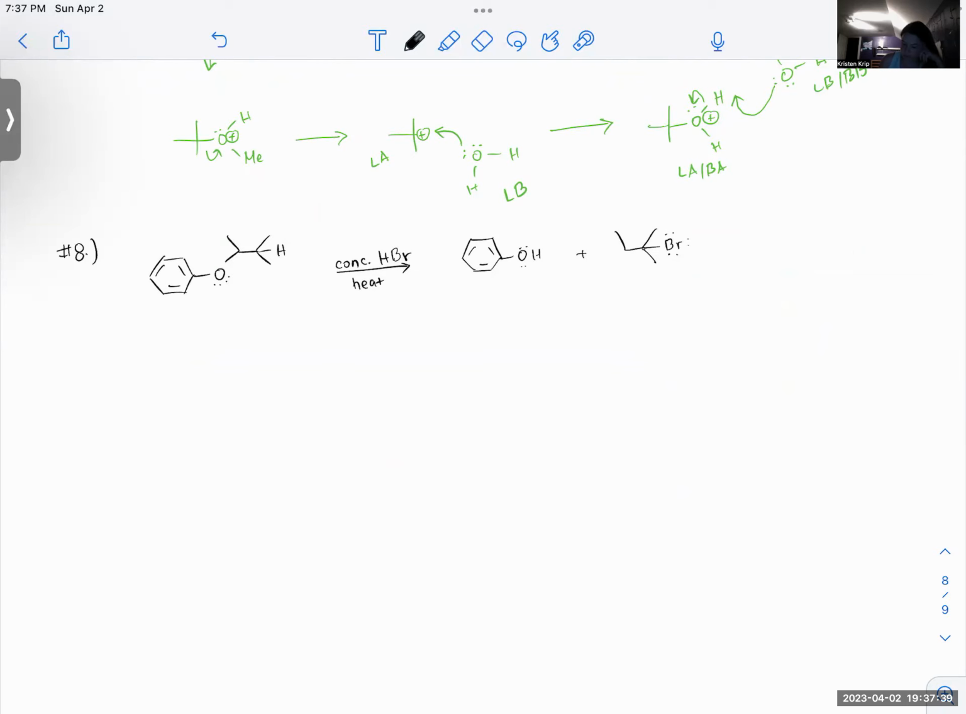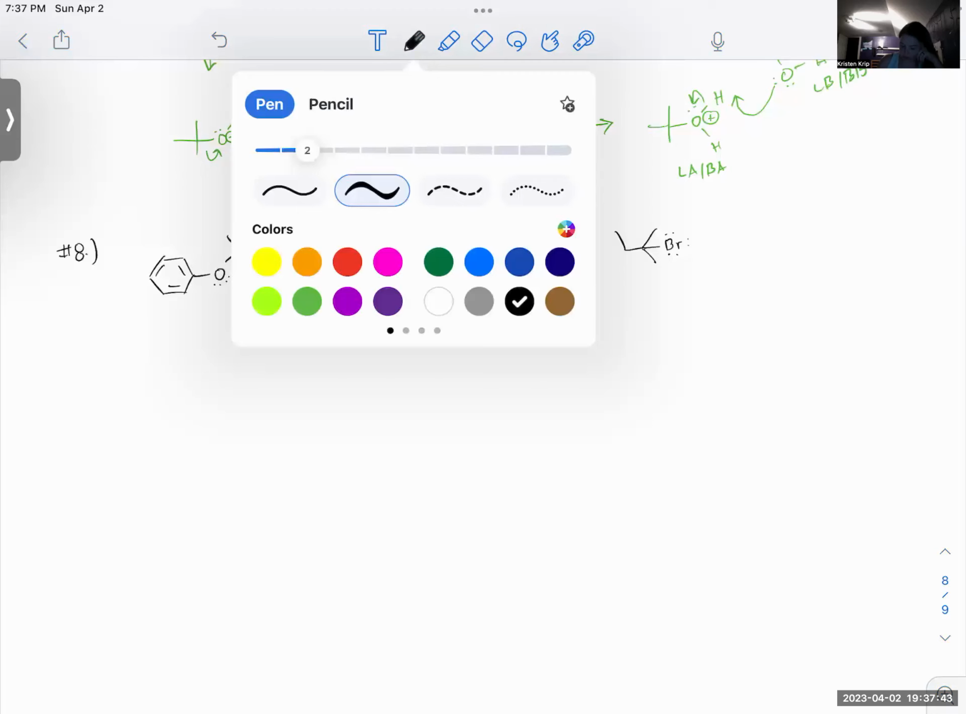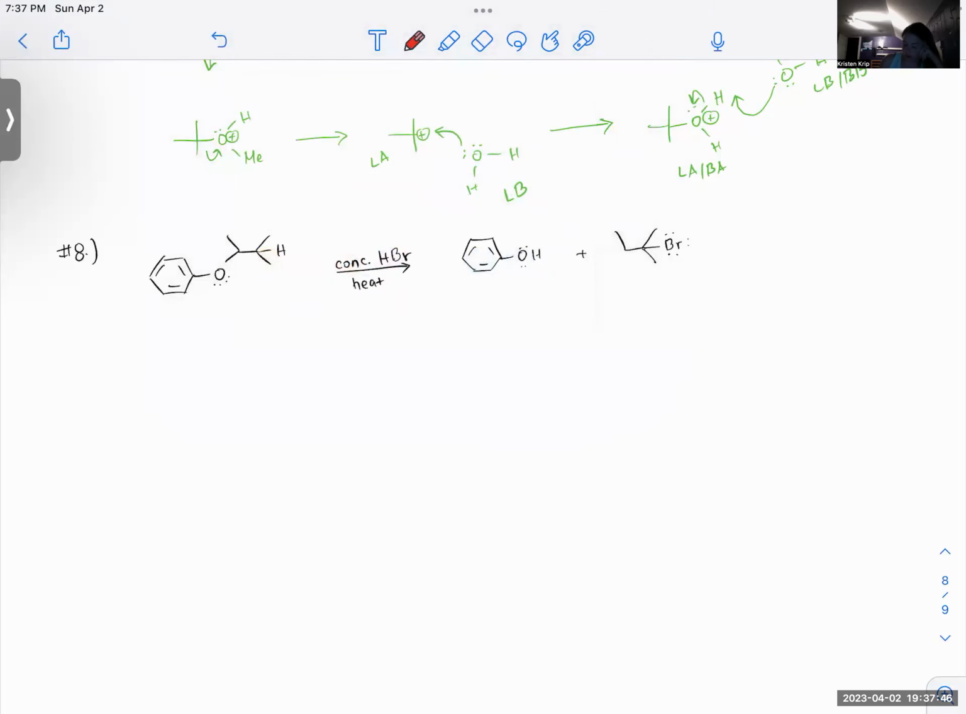There we go. So the mechanism for this one, we are starting with HBr, which is a strong acid. So we are going to start with protonating. I don't know, maybe it's because we don't just have a small methyl group in this one. But in this case, the oxygen would grab that hydrogen.